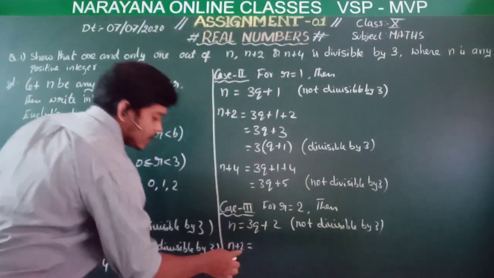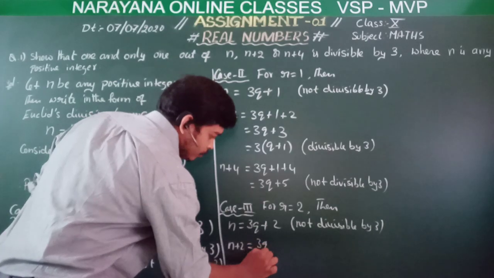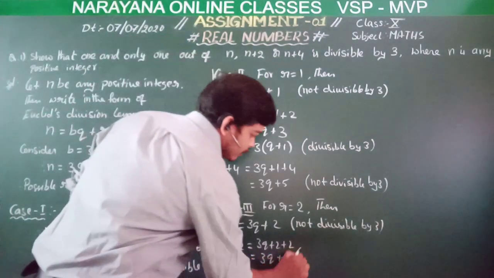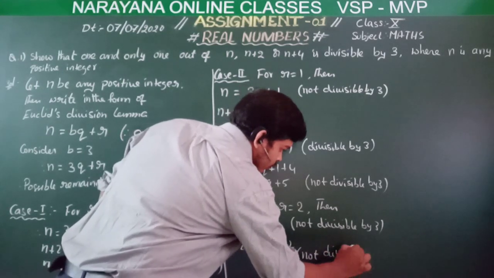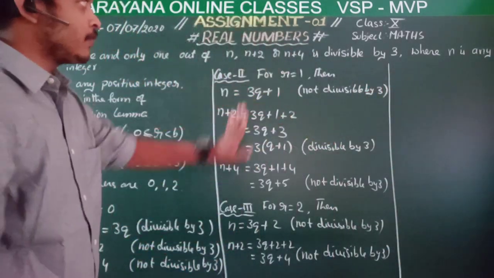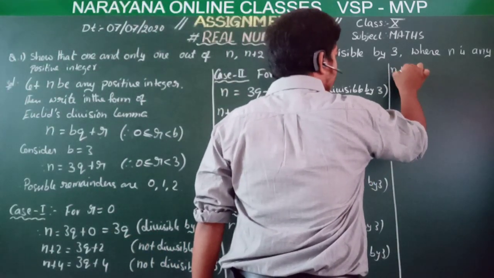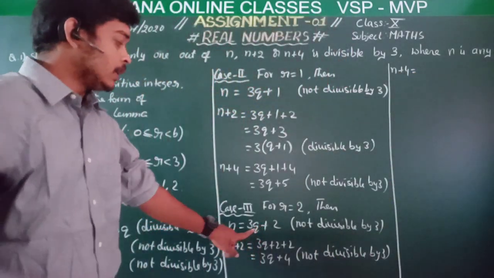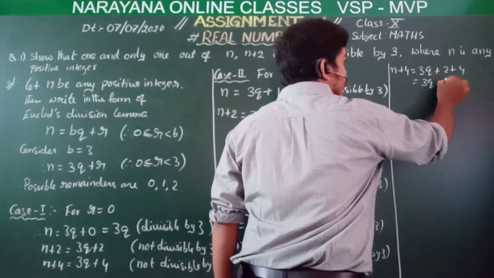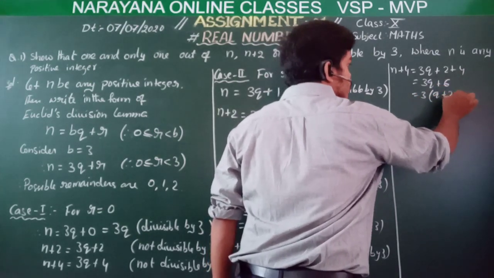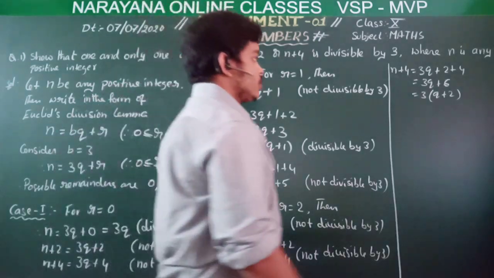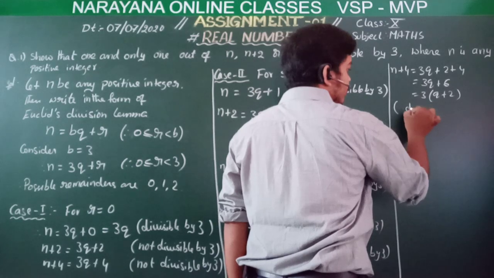Next one is n plus 2. See children, here n plus 2 means in place of n, what are we substituting? 3q plus 2 plus 2. See here, then 3q plus 4, it is also not divisible by 3. Now the next one, n plus 4. In place of n we substitute 3q plus 2, and plus 4. Here 3q plus 2 plus 4 is 3q plus 6. Take 3 as common, then q plus 2. See here children, so n plus 4 is divisible by 3.